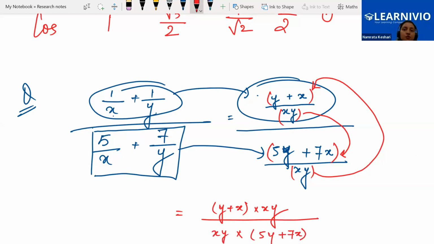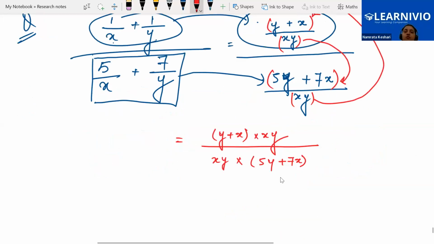Is it making sense to you, Zunat? Yeah, got it. Okay, this is the short trick. This is the short trick.